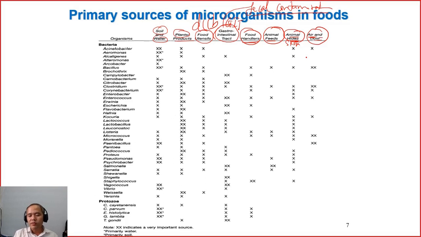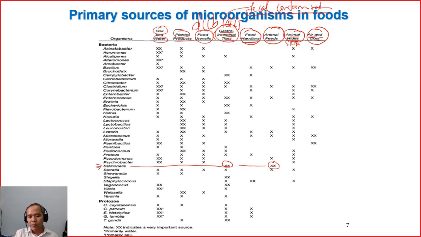and this table will summarize which one comes mostly from which source. For example, if you look at Salmonella, where is Salmonella? Somewhere here. So Salmonella comes into food mostly from the gastrointestinal tract, from fecal contamination, and from animal feed.